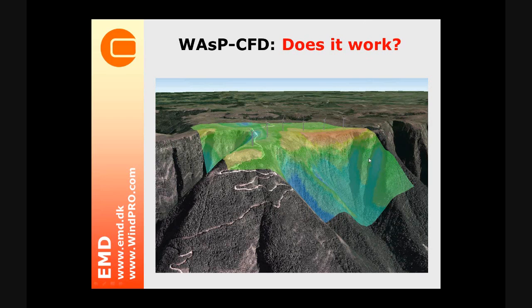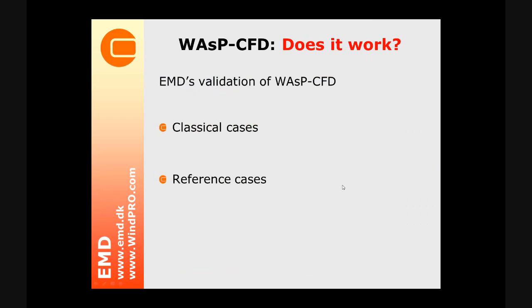So how did we approach this validation? Well, we made a long list of test cases that we wanted to run, and then we grouped them into two groups. One group we called classical cases, and these cases are either theoretical studies or studies from the literature. And the second group we named reference cases, and these are test cases which are real wind power sites with measurements suitable for model validation.